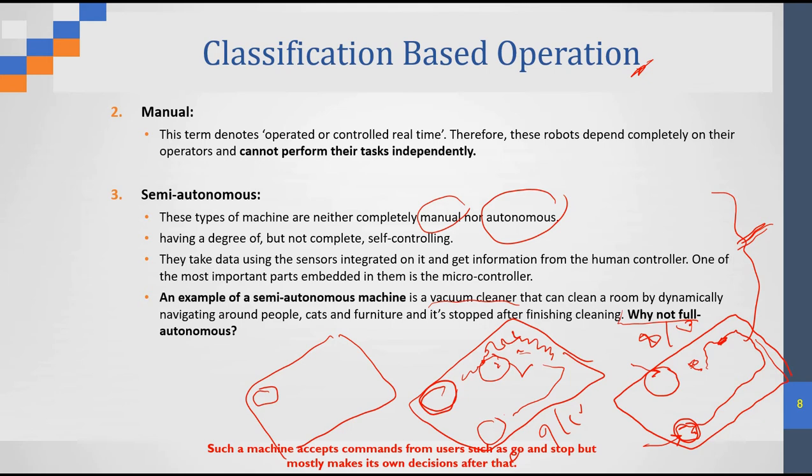Maybe this is the answer why we say so here, because such a machine accepts commands from the user, such as go and stop. So the decision is actually still based on the human user. That's why we say this is not fully autonomous. There is some decision still based on the user.